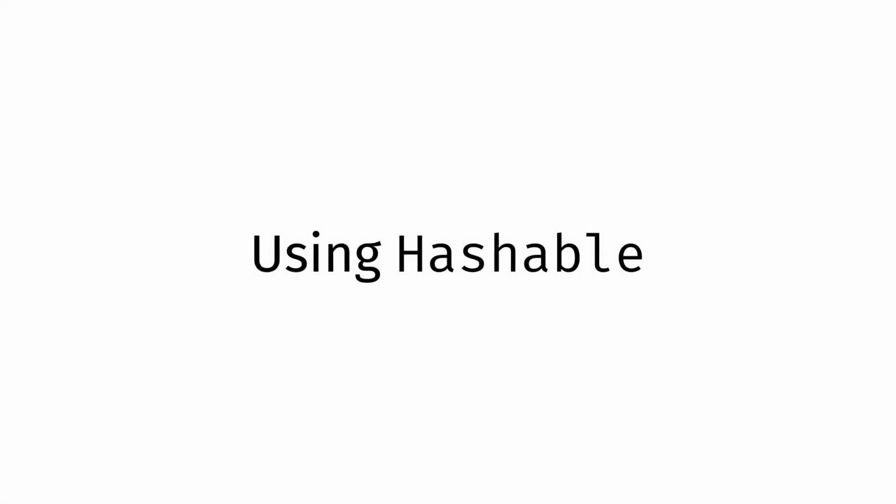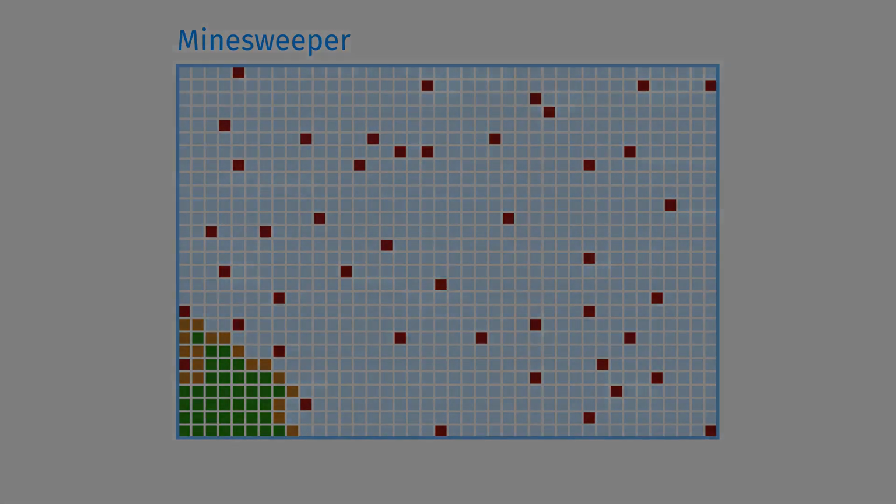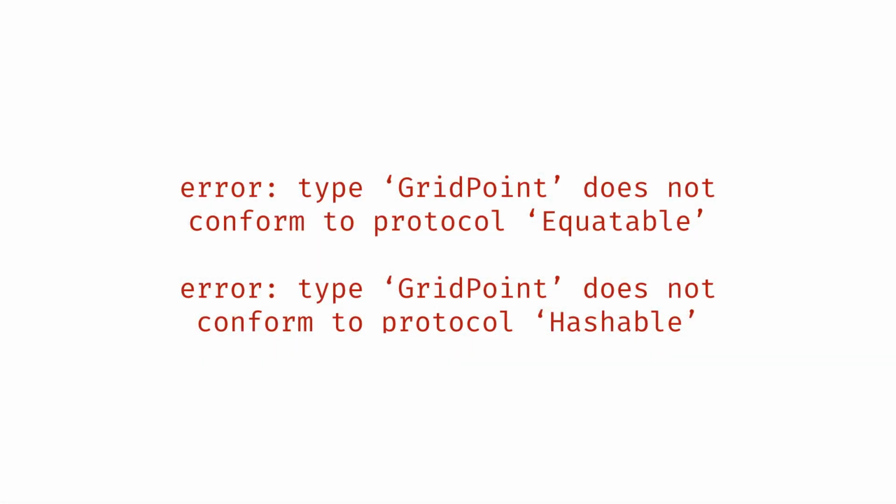So to give a motivational example of using Hashable, imagine you're writing a Minesweeper, and you want to persist the location of mines as well as the fields you already cleared or flagged. One way to implement this would be to use a struct for grid points, which have their x and y coordinates, as well as a class for Minesweeper, which then has the grid coordinates, the mines, the cleared fields, and the flagged fields in sets, respectively. If you had a big canvas, you would probably not do it with sets, but you would instead use some kind of bit fields or bit vectors. But for this particular example, this will work. And if you try to compile this, you get these two compiler errors, which basically tell you that GridPoint is not Equatable and isn't Hashable either.